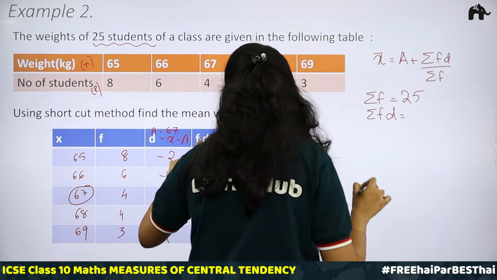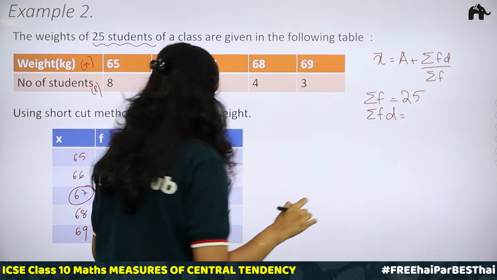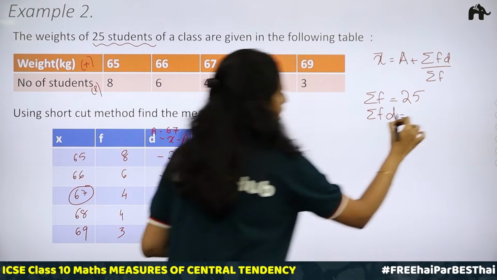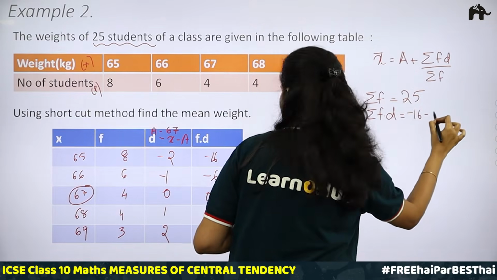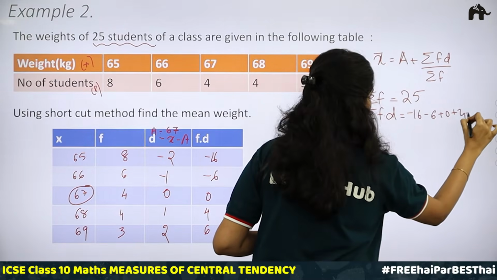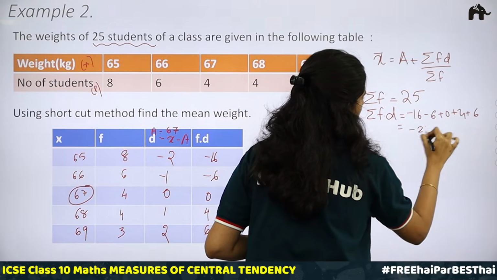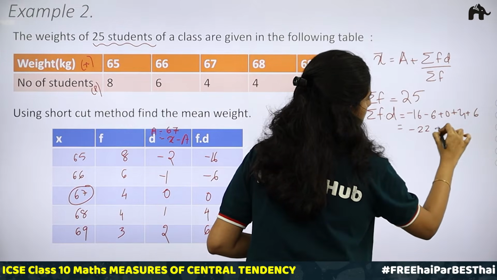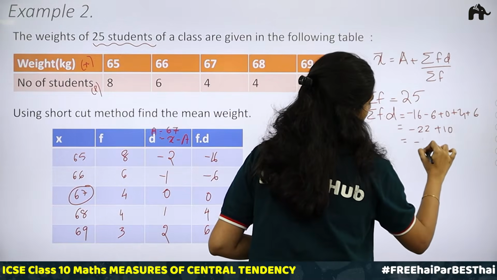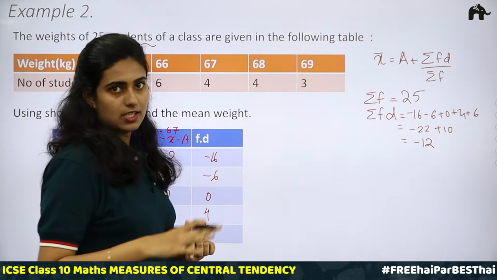Okay, F into D, here we have minus 16, minus 6, 0, 4 and 6. On adding, what do we get? Negative numbers, when you add, you have minus 16, minus 6, plus 0, plus 4, plus 6. So, negative when you add, you will be getting minus 22. Then positive part, you will be having 4 plus 6, that is 10. Then minus 12. Okay. Sigma FD is equal to minus 12.